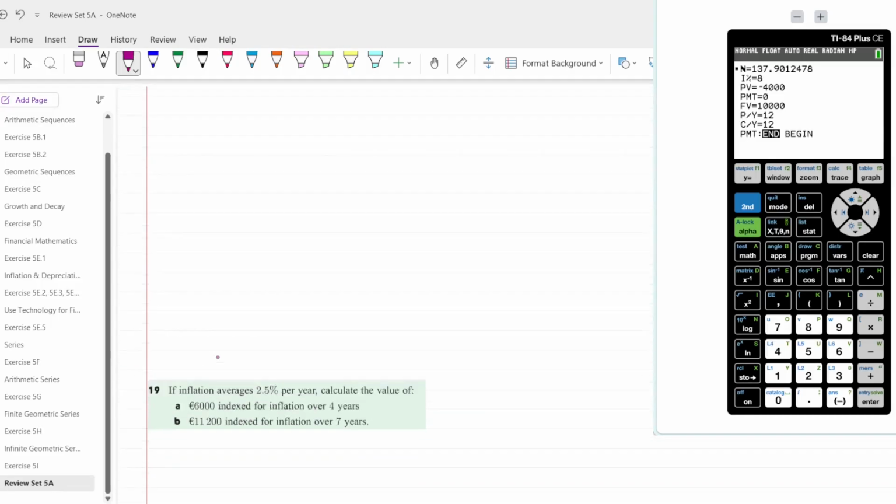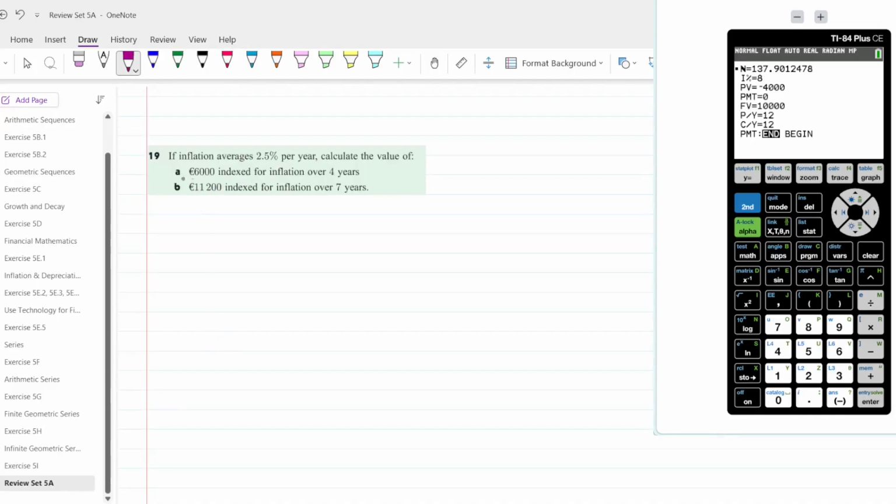Let's go to the next problem. If inflation averages 2.5% per year, calculate the value of 6,000 indexed for inflation over 4 years. 11,200 euros indexed for inflation over 7 years. So I'll solve this one only. They both are exactly same.